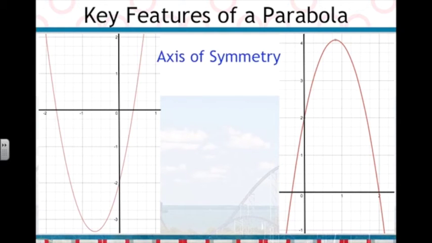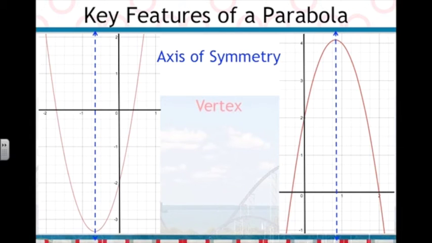First, the axis of symmetry is an imaginary line going right through the middle of the parabola. We call it the axis of symmetry because the parts of the parabola on either side of it are mirror images of each other. This means the parabola has symmetry.